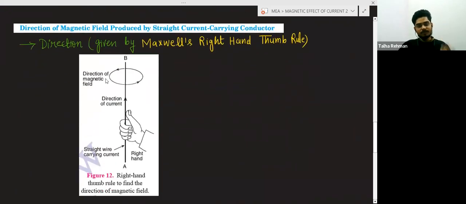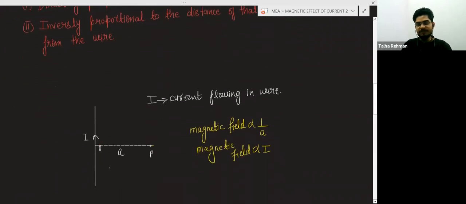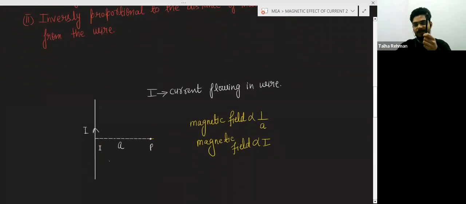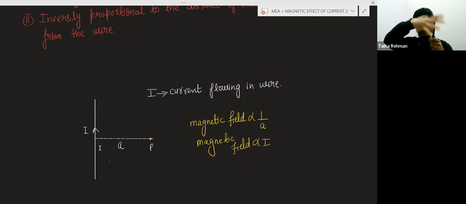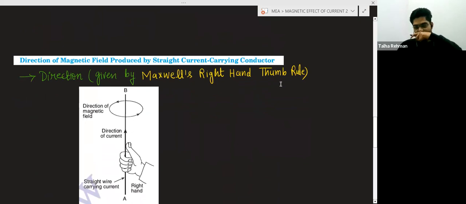Now direction. Here is the magnetic field around a straight wire if there is a current. If in a straight wire there is a current, so there is a magnetic field. So there will be some direction of the magnetic field also, because magnetic field is a vector quantity having magnitude as well as direction. So the direction of the magnetic field is given by Maxwell's right hand thumb rule.